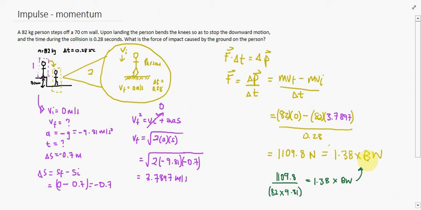So a little bit more tricky, but very interesting nonetheless. Just me landing from a height of 0.7 meters has an impact force of 1.38 times body weight. Quite substantial. Very cool. Alright, thanks for listening.